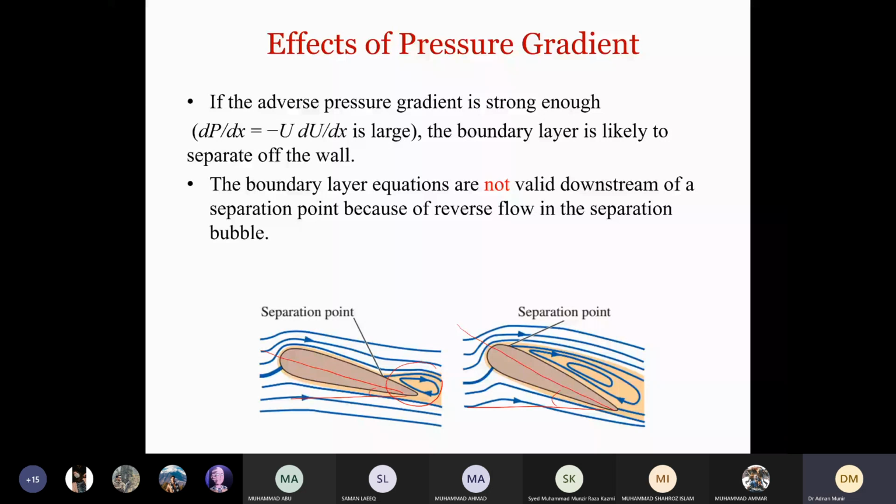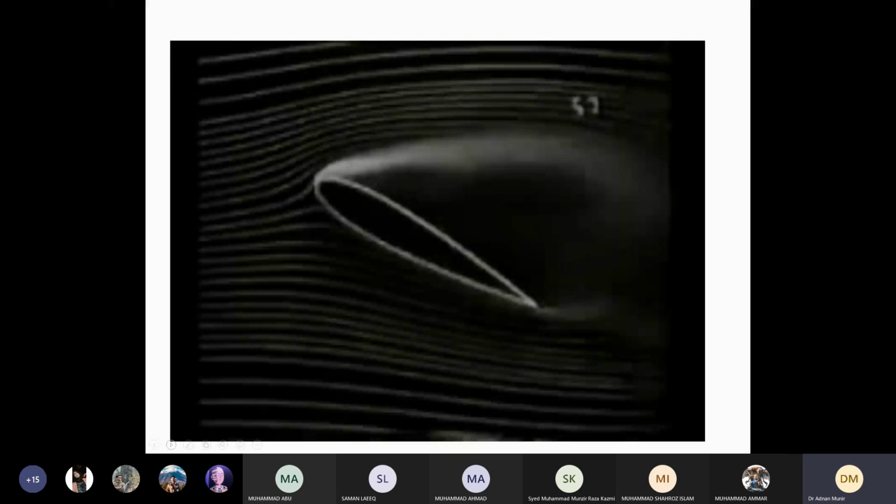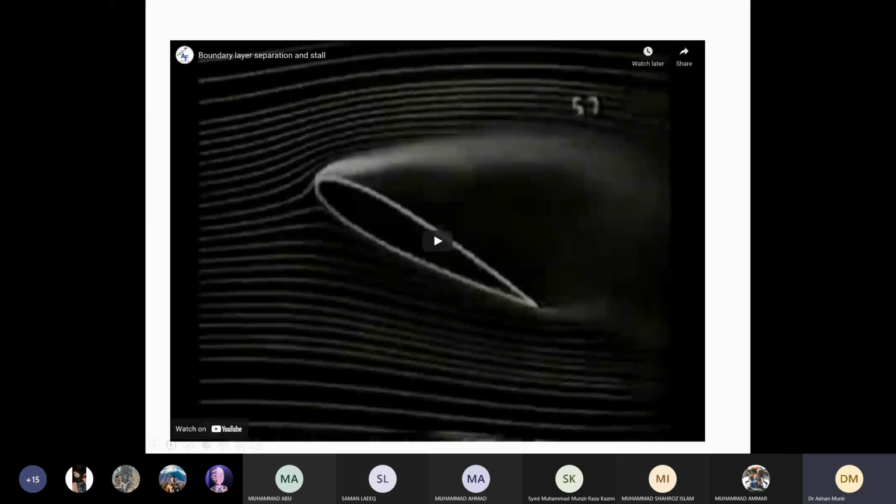Okay, so now we'll discuss this separation in detail. This is an example of an aerofoil in which the incoming flow is coming in the x direction, and these are the results taken from wind tunnel testing. It discusses two different concepts: one is boundary layer separation and the other is the stall condition. Now I'll show you the video first and then we'll discuss it.